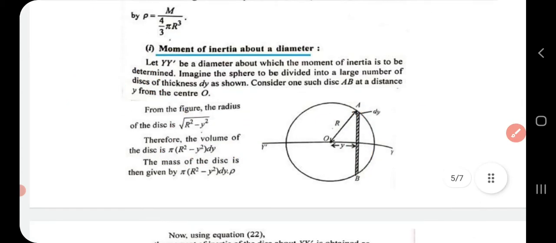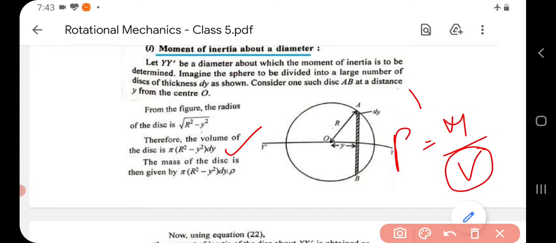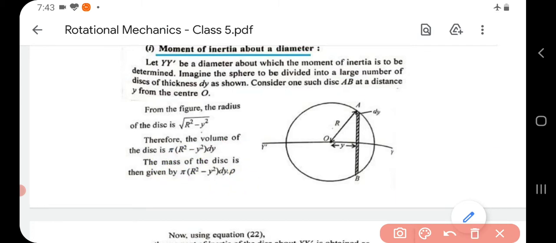Now what will be the mass? You know volume, then how will you find mass? Density is mass by volume. You know volume, so how will you find mass? Volume into density. So this is your volume. Volume into rho, density, will give you the mass of that disc.